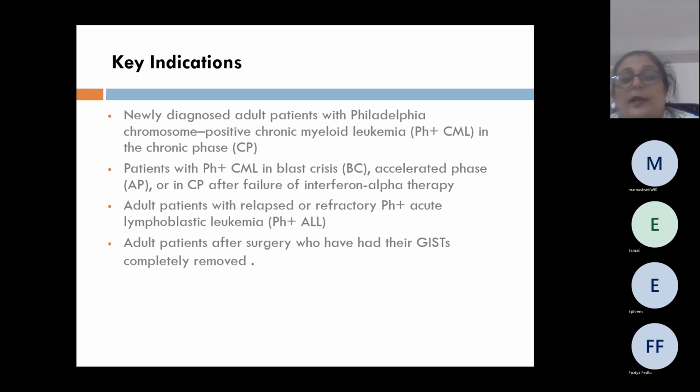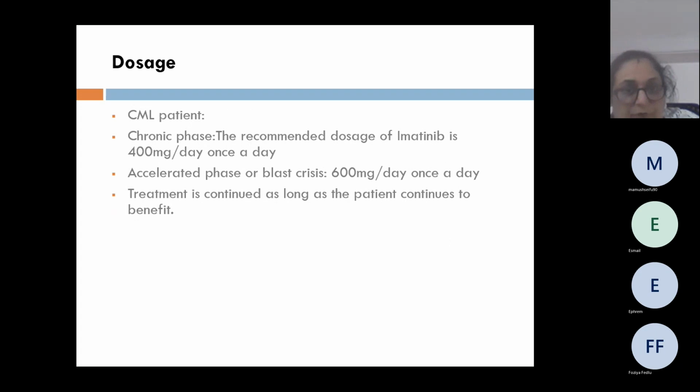Also, it can be used for adult patients who have undergone surgery and who have been detected with GIST. GIST is nothing but gastrointestinal stromal tumor. It is a type of GI malignancy which occurs in the GI tract. First and foremost, the treatment given is surgery, and post surgery, the patients are put on imatinib so that there is no recurrence, the disease does not progress, and the disease should not relapse. Okay, so these are the four important indications of imatinib.